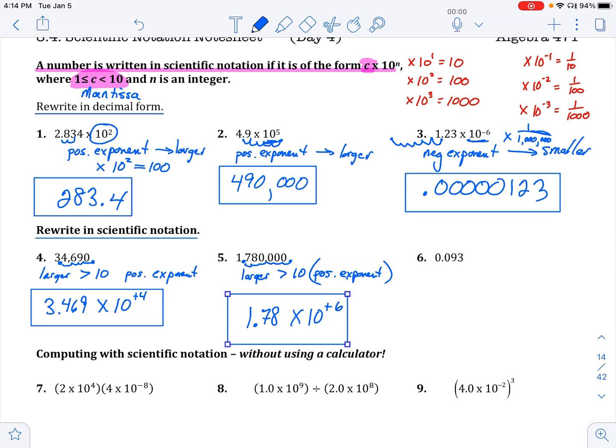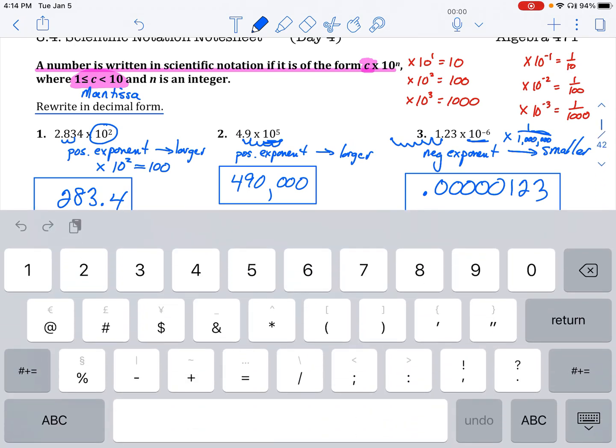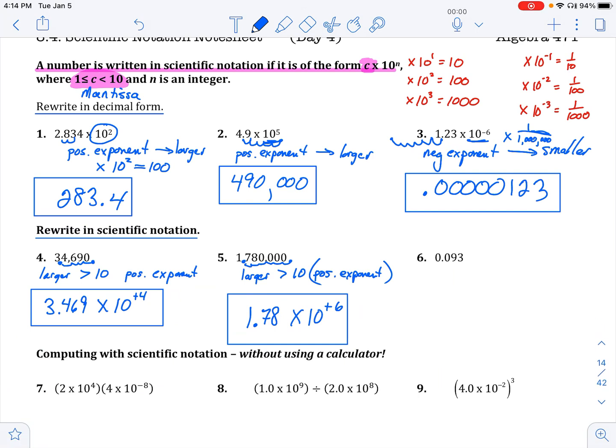If I take a look at problem number 6, it is a number that is smaller than 1. Since it's a number that's smaller than 1, we're going to end up here with a negative exponent. And again, we are going to need to count how many times we're going to have to move this, from here to in between the 9 and the 3. 9.3 would be our number between 1 and 10, and the decimal place is going to move 1, 2, so this is times 10 to the negative 2.